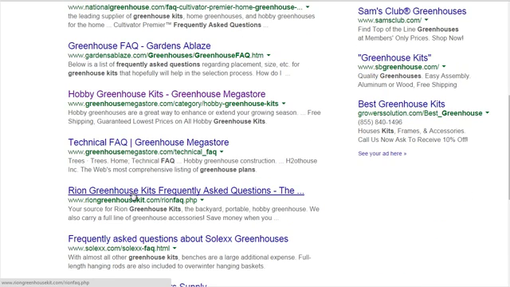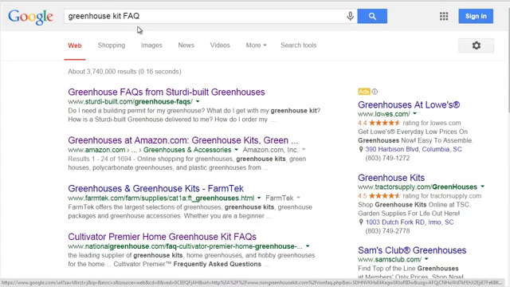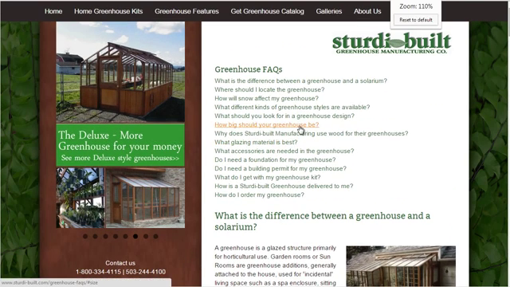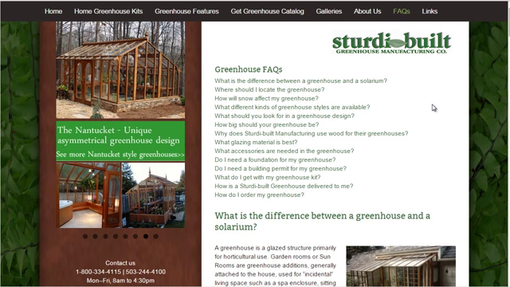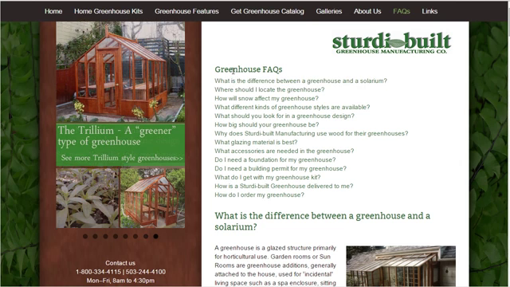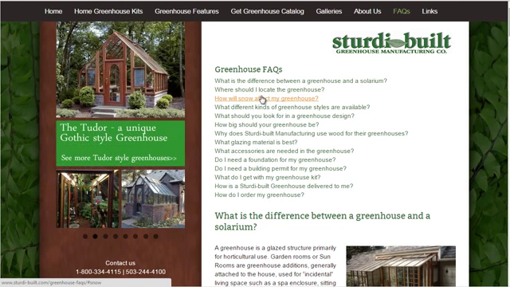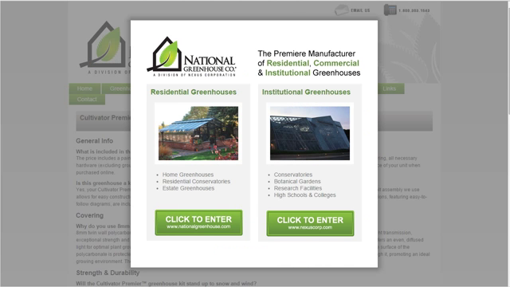And it would be better if you can find websites that are actually selling what you're trying to sell. So in this case, selling greenhouse kits. So looking at this, I can tell that this is not just a website that's selling a bunch of gardening stuff, it's selling greenhouses. So the FAQ here is, what is the difference between a greenhouse and a solarium? Where should I locate the greenhouse? How will snow affect my greenhouse? And stuff like that.